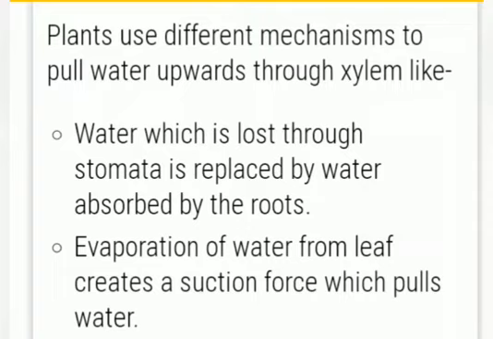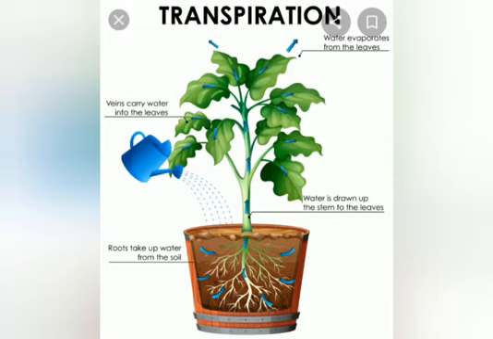Now, one important question arises: how does the pressure at the top of the xylem vessel get reduced? The pressure at the top of the xylem vessels in a plant is reduced due to transpiration. And we know that loss of water in the form of water vapor is known as transpiration.